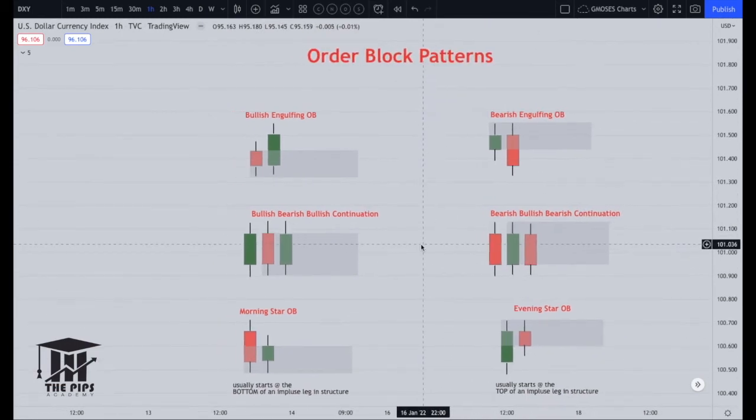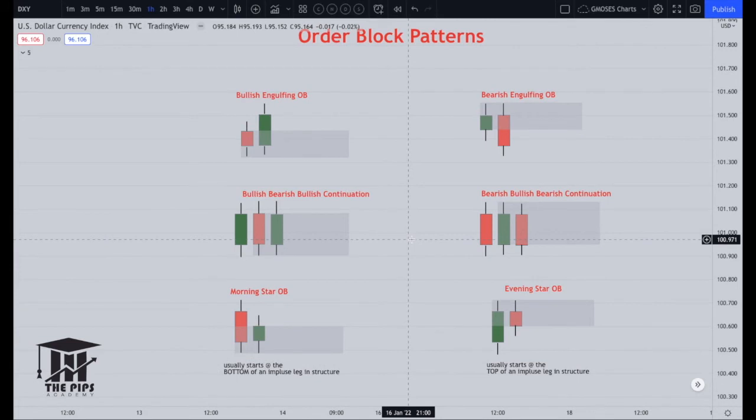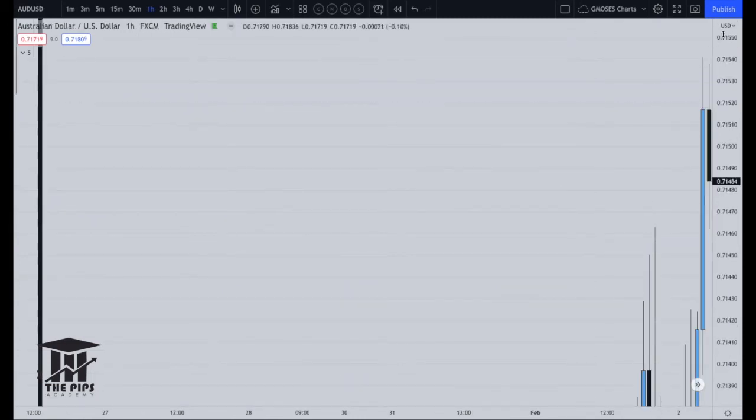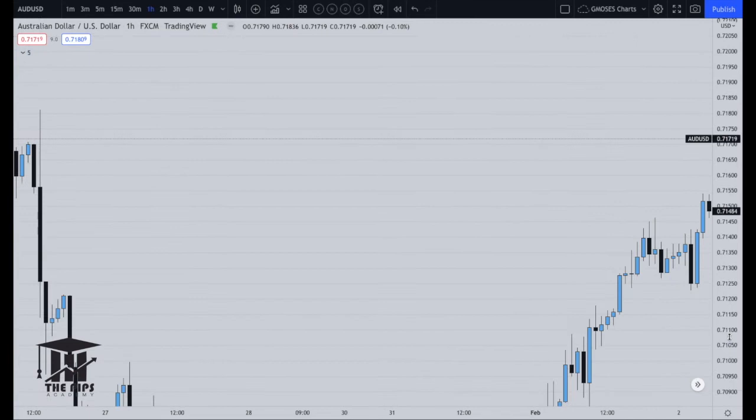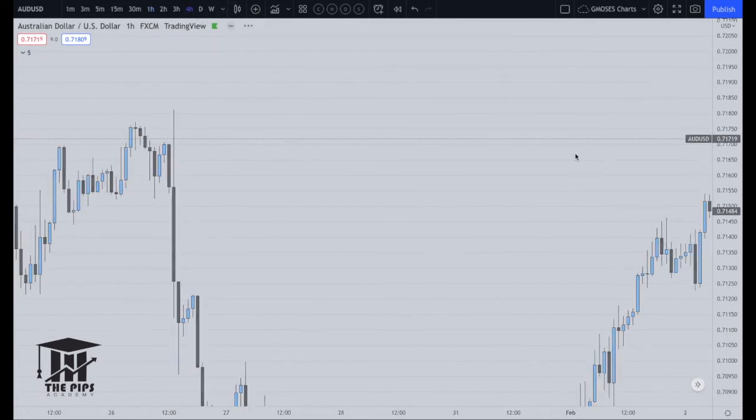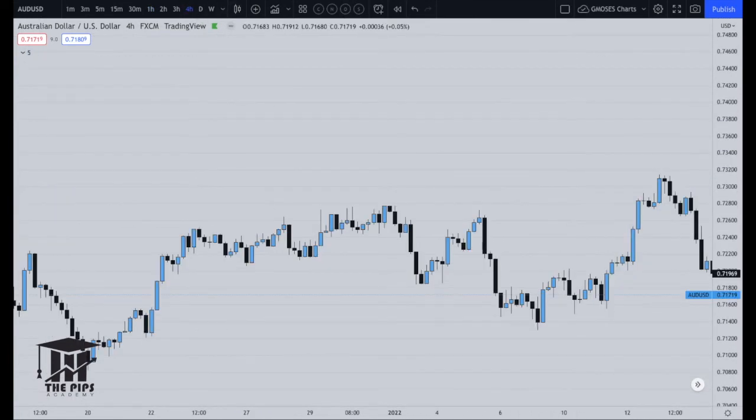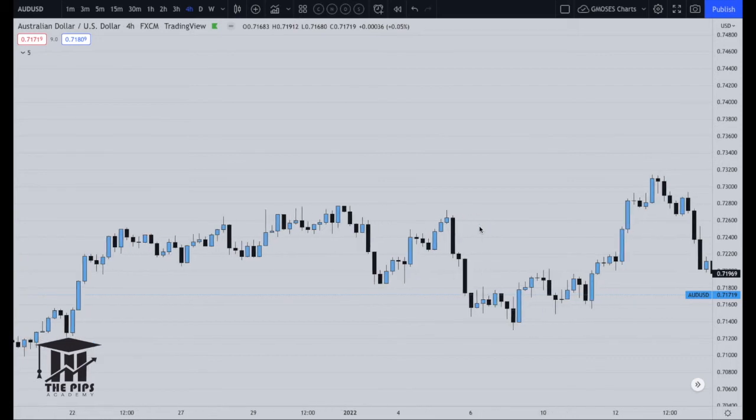So now you guys, like I said, these are the 6 order block patterns that I usually trade within the market. So now let's actually go over to the charts. That way we can look at a couple of examples and actually identify these. So we're over here on AU, and let's go to the 4-hour time frame. Okay, you guys, so right off the bat, just kind of looking at this, I noticed a couple of order block patterns right off the bat.